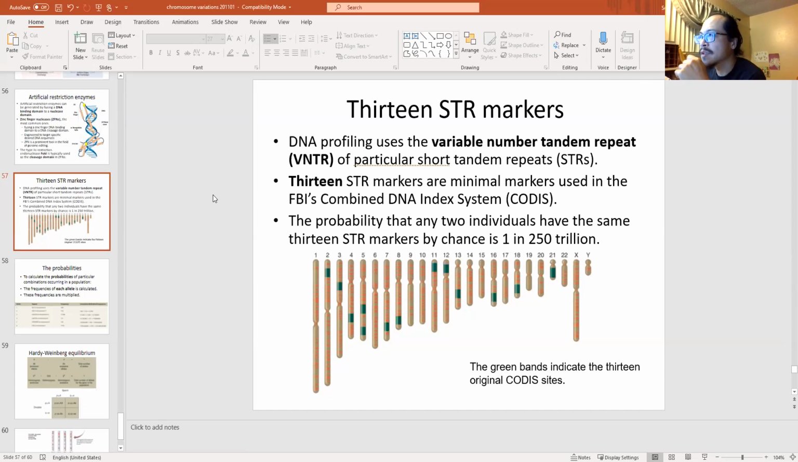And so we use that. You may be lucky that at one repeat 2 people have the same number, but if you want all the 13 numbers to be identical between these 2, the chance is 1 in 250 trillion. So it's almost impossible that 2 people are identical at all these 13 repeats.